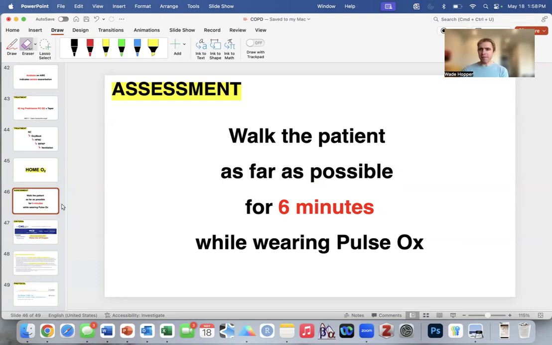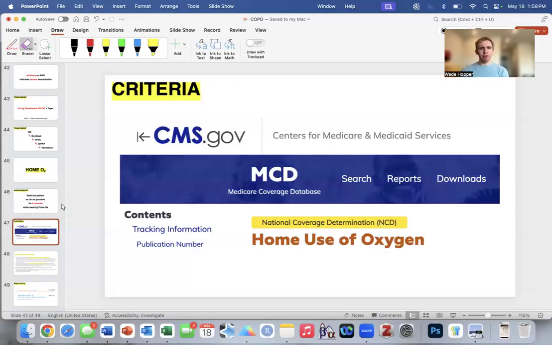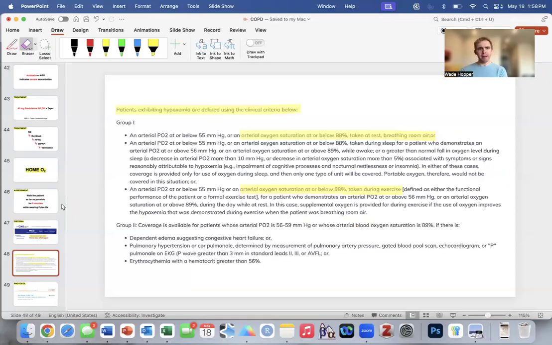So the way you figure out if they need oxygen is you walk them around the hallways for 6 minutes while they're wearing a pulse ox. And if they desaturate, then check, they just earned some home oxygen. The reason we use this test is because it's what CMS reimburses for. This is from their national coverage determination for the home use of oxygen, pulled from their website, which says that patients exhibiting hypoxemia are defined as, first of all, an ABG is the gold standard. So if someone's hypoxic on an ABG, yeah, they're hypoxic.